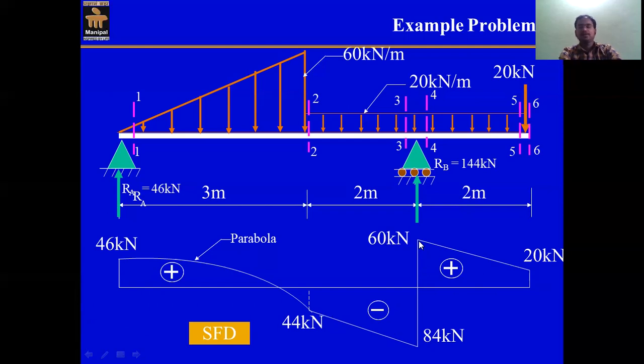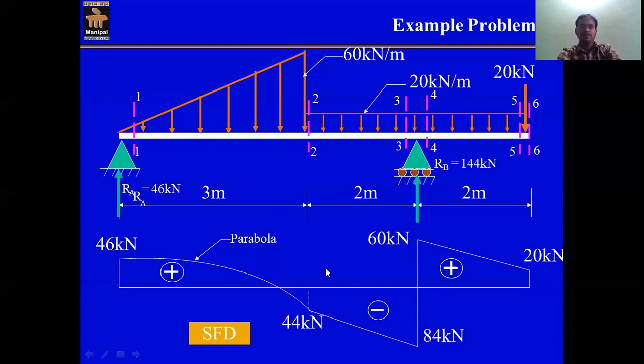We don't find curves in shear force diagrams, but only in the case of uniformly varying load we will find a parabolic curve. Other things are lines only, so don't bother. Points of contraflexure we will find in the bending moment, but here the shear force is 0 at this point. So in this uniformly varying load section, the shear force is 0. But here it is not 0. 84 minus 60, you are having some resultant shear force here. It is not 0 here. So here it is 0.